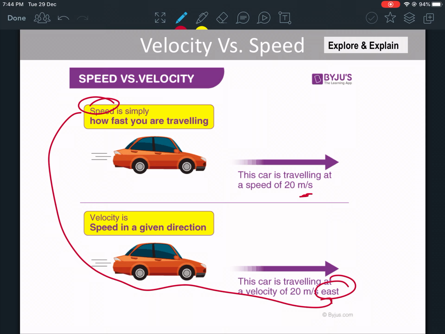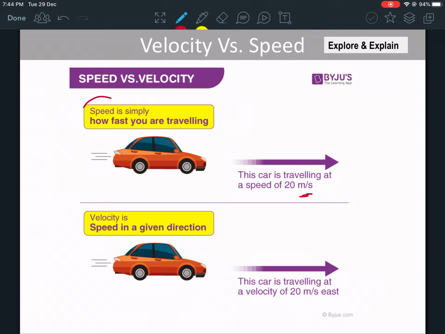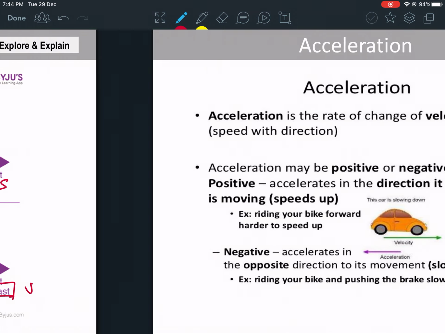That's the whole difference. So speed is how fast you are going. Okay, velocity is how fast with a direction. So if I say 20 meters per second east, I'm talking about velocity, V. If I say 20 meters per second, I'm talking about speed only, because I don't know where it's traveling. Velocity is where the object is traveling. So that's the whole difference between these two.